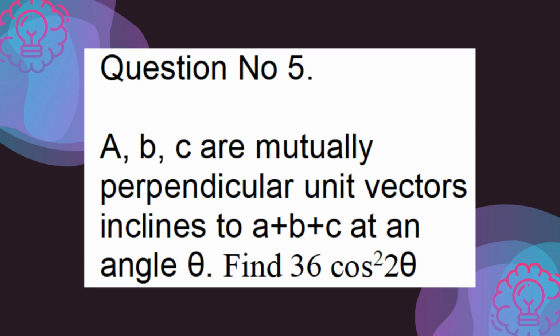So here it is given that a, b, c are vectors. a, b, c are mutually perpendicular unit vectors equally inclined to the vector a plus b plus c at an angle theta. Then we have to find 36 into cos square 2 theta. So how can we find it? This is a very simple question, you can understand.